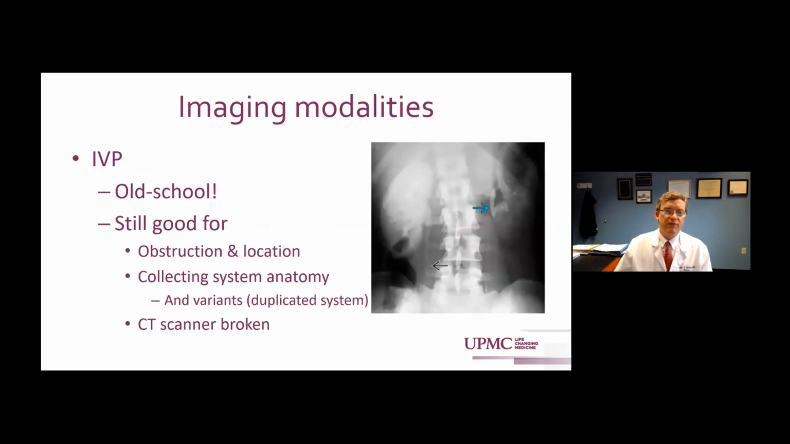I wanted to throw in the IVP since it's still a great test. It's obviously very old school, probably only good for when your CT scanner is broken. However, there are things you can see nicely on an IVP that you wouldn't necessarily, you have to look for on another scan. And that's the fact that it is obstructed. You can see that this right side is obstructed versus the left side where it's just nicely flowing through. And in this case, you can see that it's obstructed right to that point.